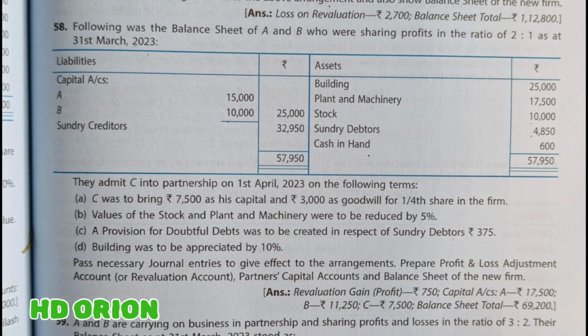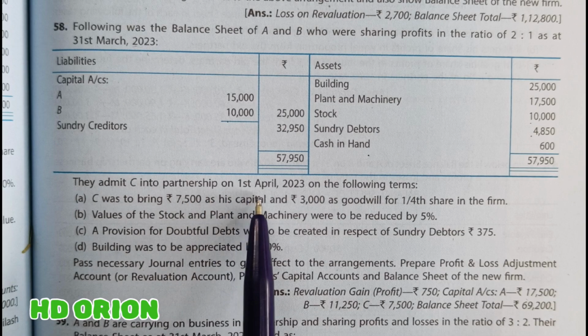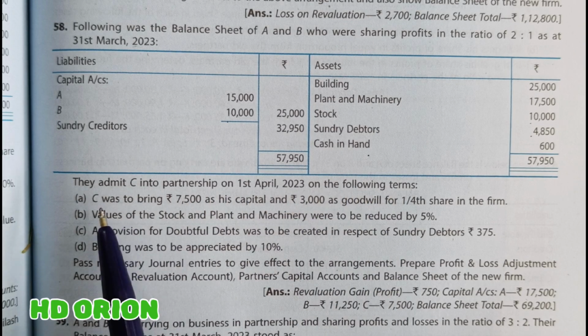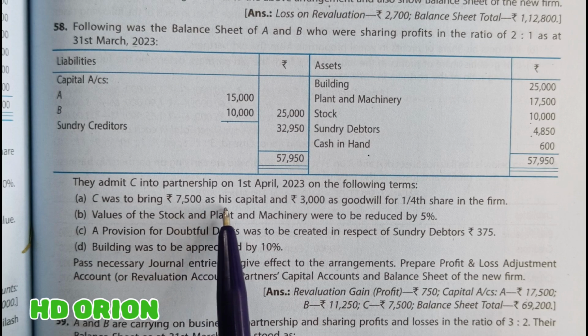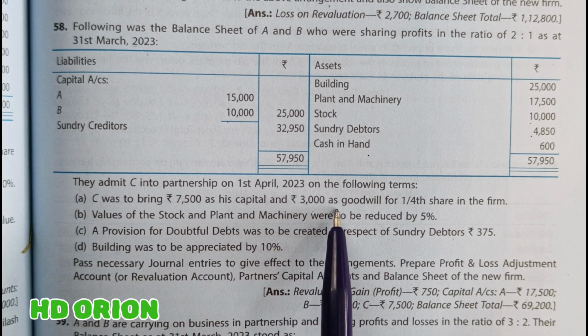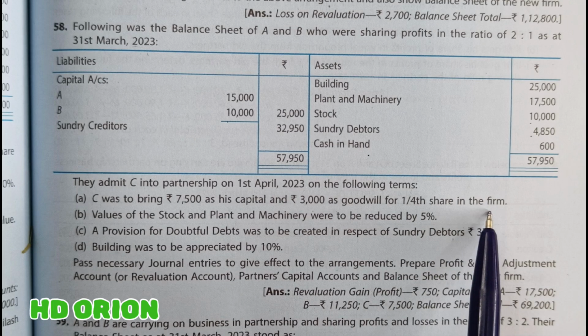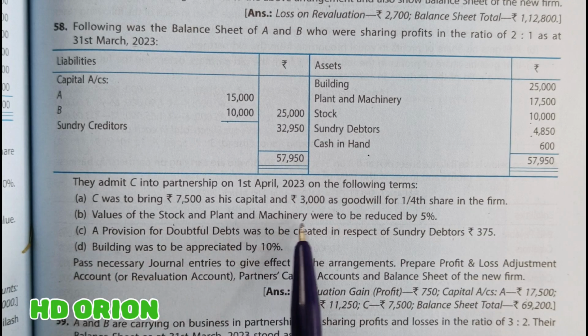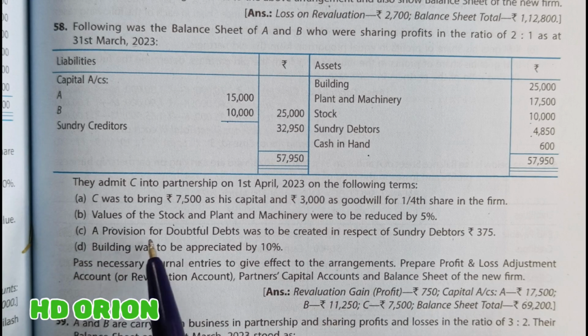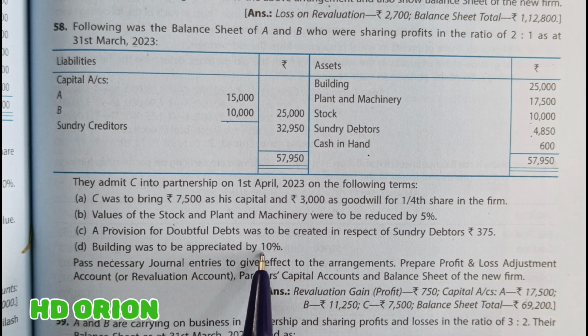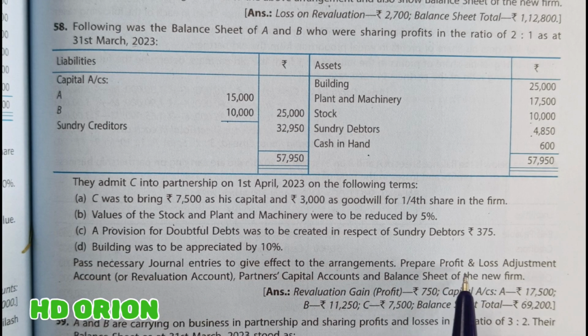57,950. Then they admit C into partnership on 1st April 2023 on the following terms. C was to bring rupees 7,500 as his capital and rupees 3,000 as goodwill for 1/4 share in the firm. The value of stock and plant and machinery were to be reduced by 5%. A provision for doubtful debts was to be created in respect of debtors rupees 375, and building was to be appreciated by 10%. Pass necessary journal entries to give effect to the arrangements, prepare profit and loss adjustment account, that is revaluation account, and partners capital accounts and balance sheet of the new firm.